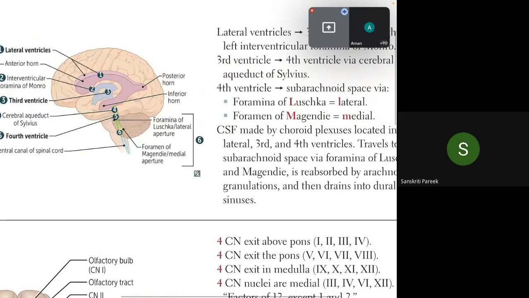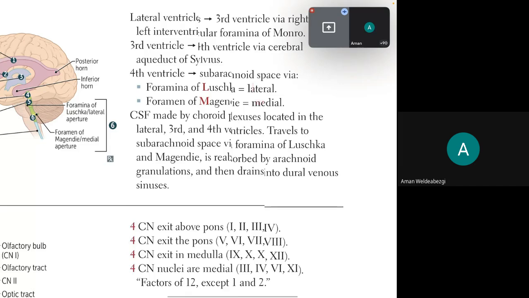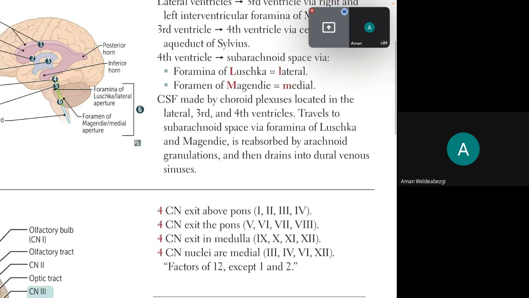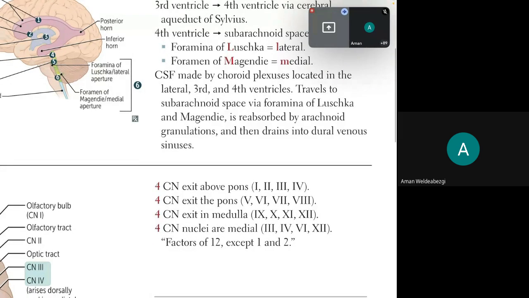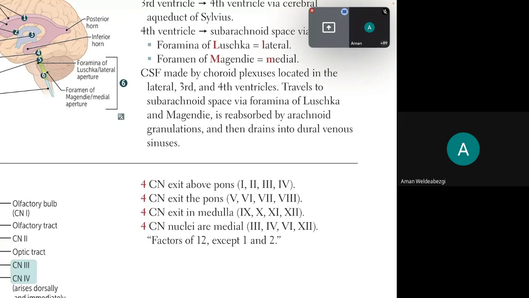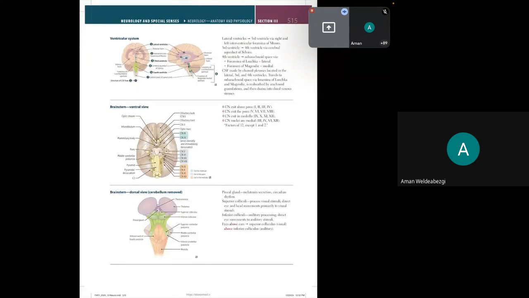CSF is made by choroid plexus located in the lateral, third and fourth ventricles. We know what choroid plexus are: blood vessels. And foramen of Magendie is medial and posterior, right? We discussed CSF is made by your choroid plexus located in all of your ventricles, travels into the subarachnoid space via Luschka and Magendie, is reabsorbed by arachnoid granulations, and drains into dural venous sinuses, the superior sagittal sinus. Is it clear?